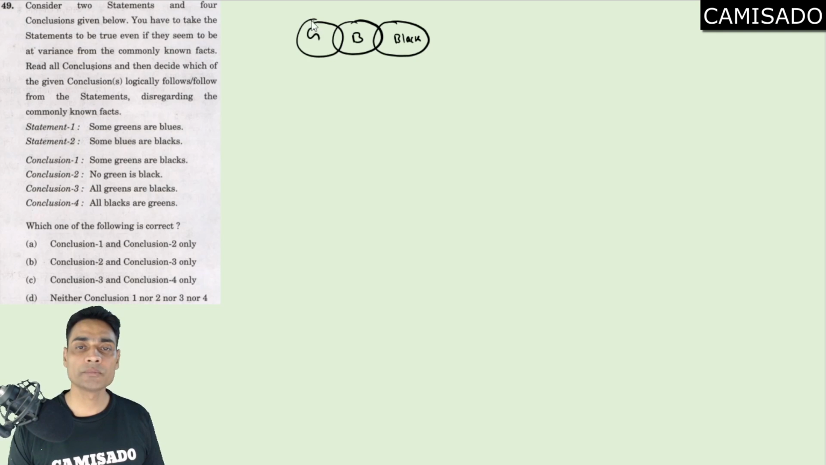So with the help of these statements, can we draw some conclusion here? Conclusion number 1, some greens are blacks. No, can't be concluded. No green is black. Again I can't conclude anything from this. All greens are black. No, not possible. All blacks are green. Not possible. So D option: neither conclusion 1 nor 2 nor 3 nor 4. None of the conclusions can be obtained from this particular statement 1 and 2.